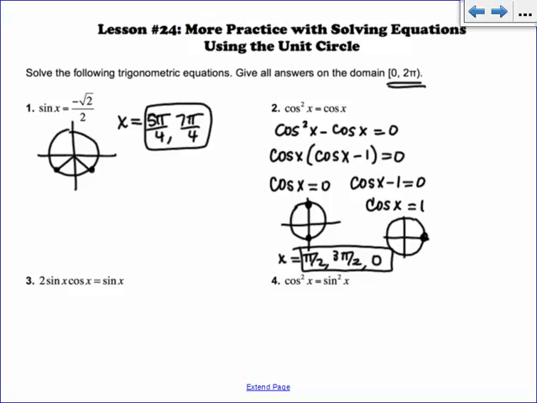All right, same idea on number 3. We have 2 sine of x cosine of x equals sine of x. So you cannot just divide the sine of x out. You have to get everything on one side, and then pull out the GCF, the sine of x. So we get sine of x times 2 cosine of x minus 1 equals 0.